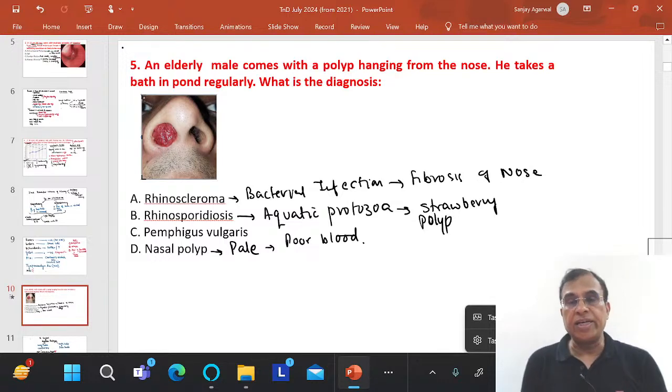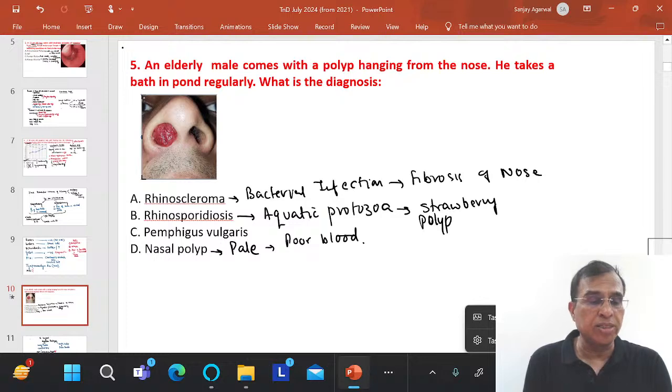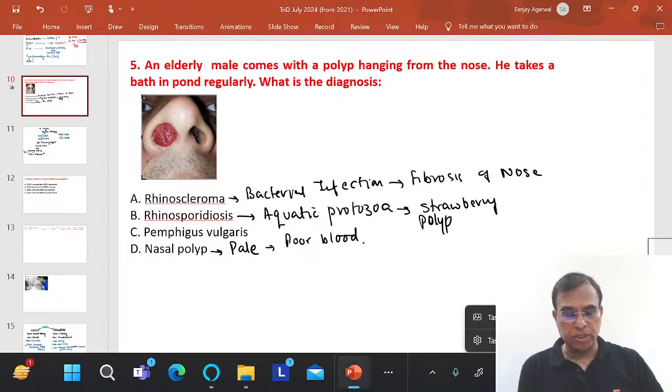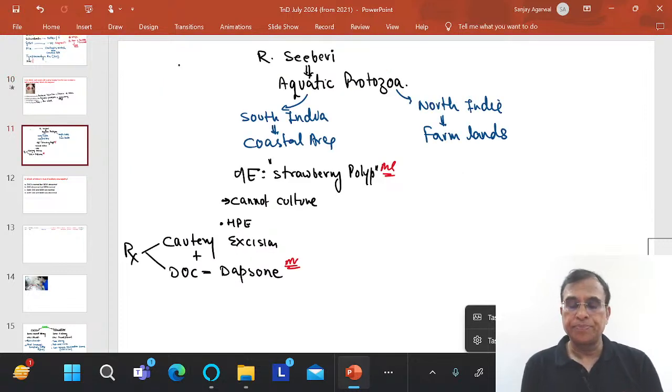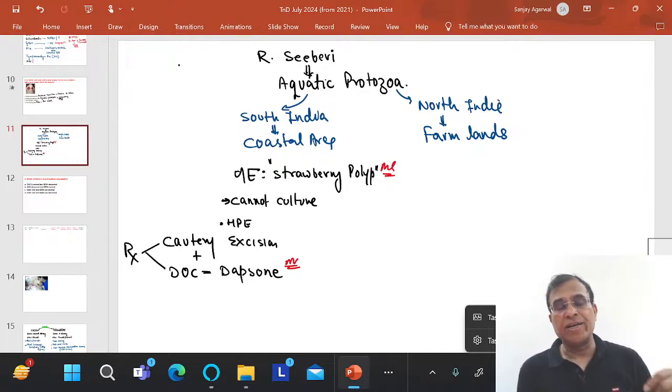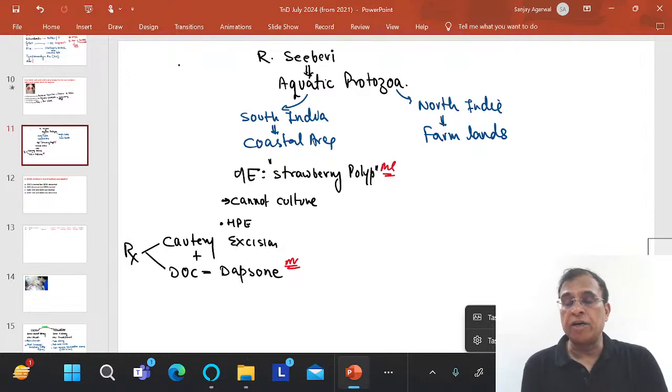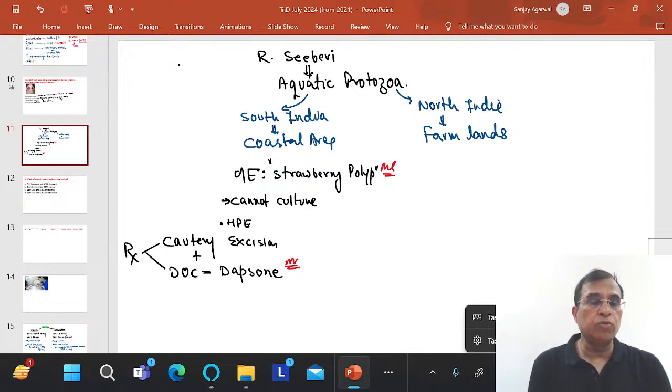So this is very clearly rhinosporidiosis, as most of you answered correctly, and it's called strawberry polyp. The other important points about rhinosporidiosis are these, if you want to remember. Like I told you, it is caused by Rhinosporidium seeberi, which is an aquatic protozoa. In southern India, it is more commonly seen in the coastal areas. In northern India, it is seen in farmlands because of irrigation. And strawberry polyp, somebody used the word ripe mulberry polyp. It's okay, ripe mulberry polyp is also an expression that is used.